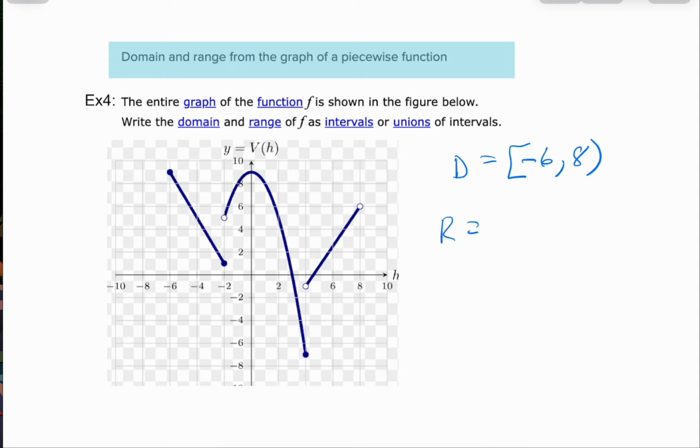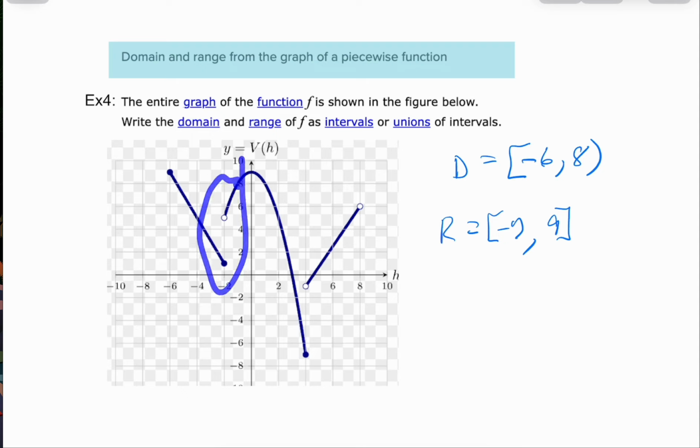So the range, the lowest I got is -7. There is a closed circle there somewhere. And then I did use 9. There is a closed circle or a section of the graph with a height of 9. So that is the domain and range of a piecewise function.